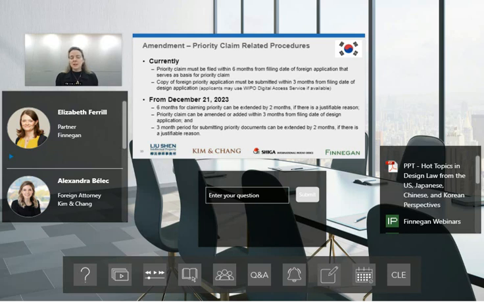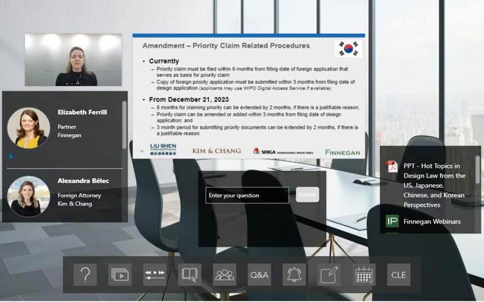So the law does not give any example of what those justifiable reasons will be, but from the wording of the law, we know that it will be a bit more relaxed than an act of God. So we can imagine that probably if the applicant, for example, has been hospitalized, you would qualify for this added 2-month period. So similarly, under the law, in order to claim priority, you need to submit a copy of the foreign priority application within 3 months from the filing date of the design application in South Korea. So this deadline too will be able to be extended by 2 months, again, if there's a justifiable reason.